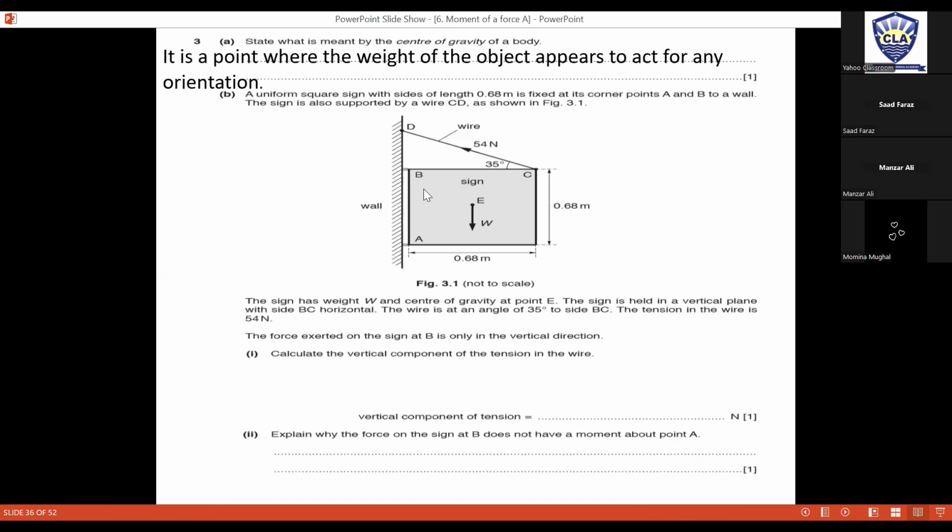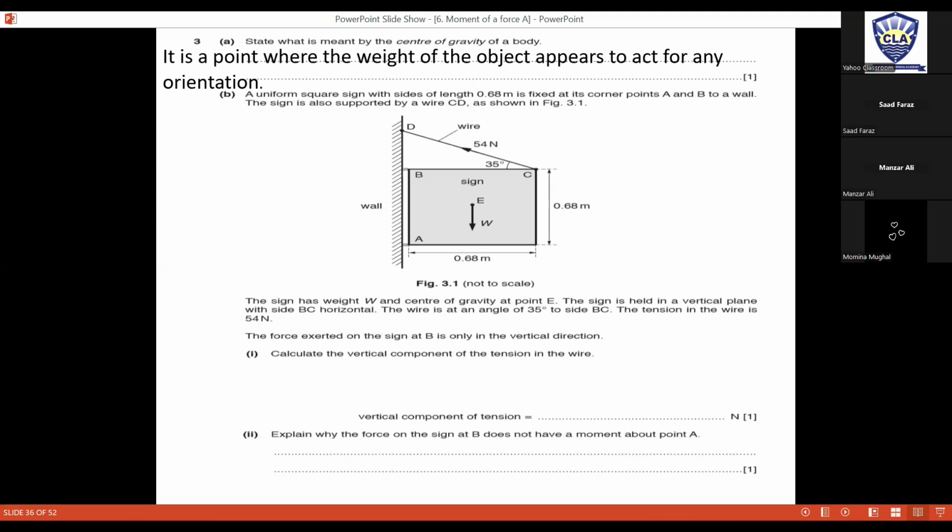Now we have a square board that is being fitted on a wall. A point and B point, these are the 2 points where it is fitted, and we have a rope attached at C. The force of the rope is 54 newtons and the angle is 35 degrees.